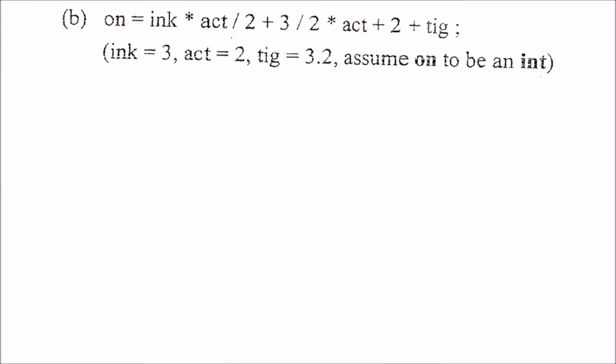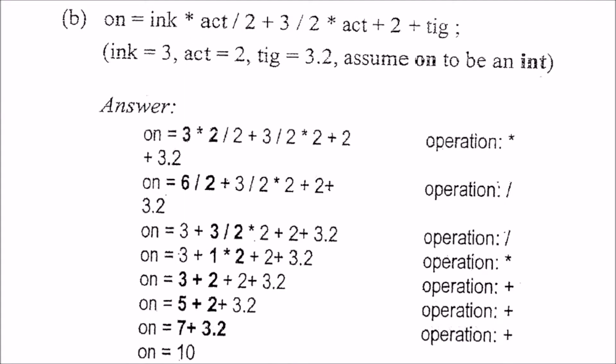Here also the same thing, we'll put the values and then we'll see what to do. First of all, the multiplication and division operators have the highest precedence. So 3 into 2 will be done first. This will be 6, then 6 by 2 is 3. Now 3 by 2 will be 1.5, and again only 1 will be taken, 0.5 will be discarded. So it will be 1. Then 1 into 2 will be 2.